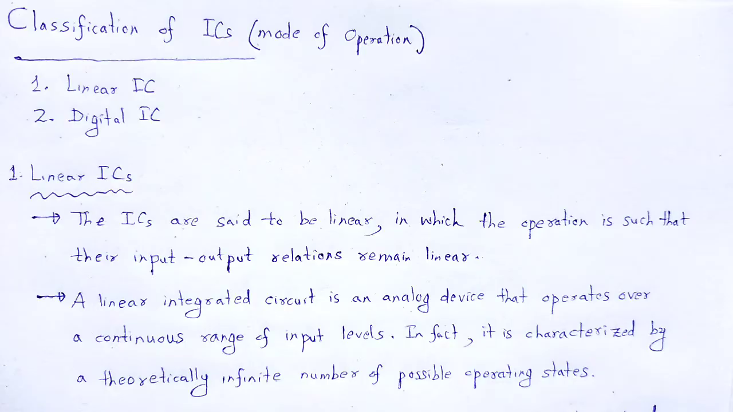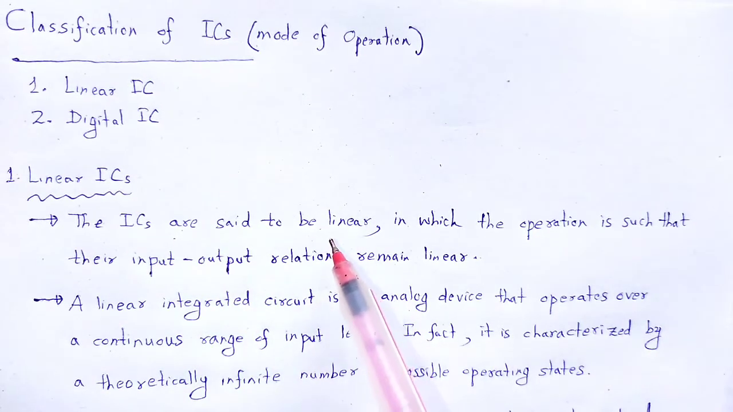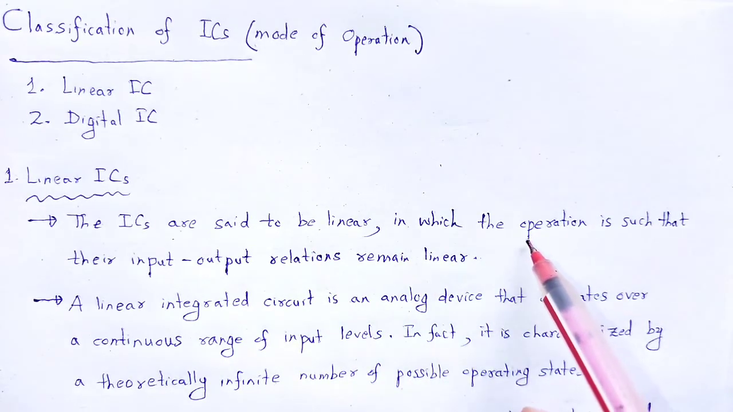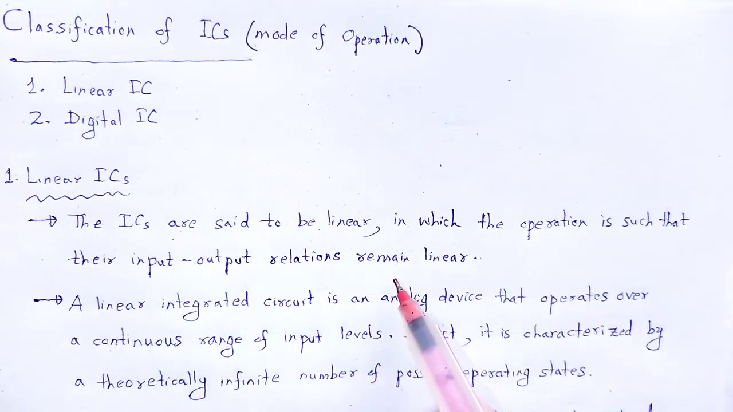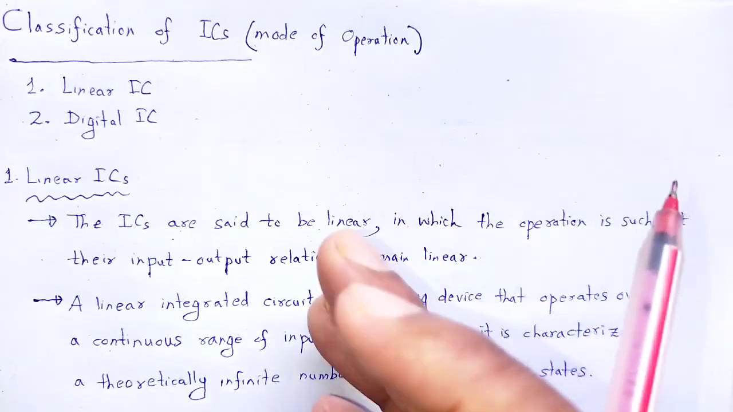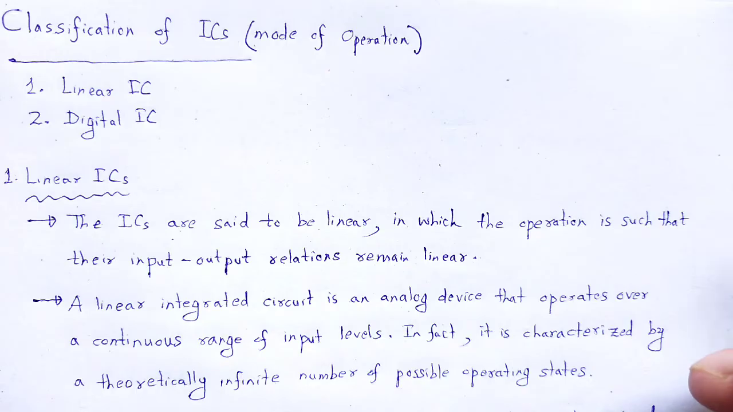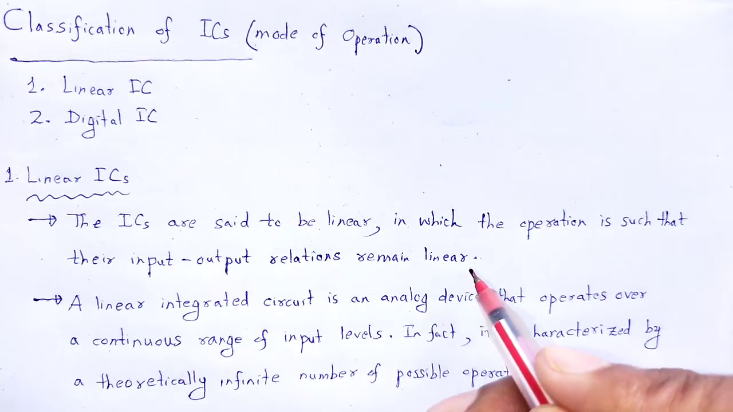Linear IC. The integrated circuits are said to be linear, as the name indicates, when the operation is such that their input-output relations remain linear. If we provide some kind of voltage, then as output we achieve some current. So if we plot a graph between input and output, the graph is linear in shape.